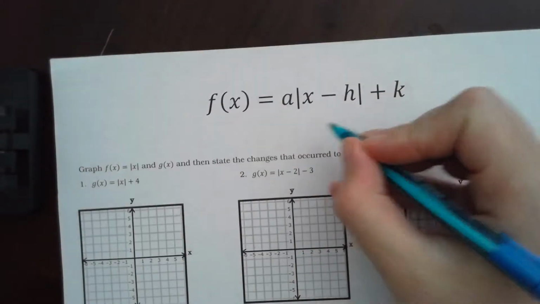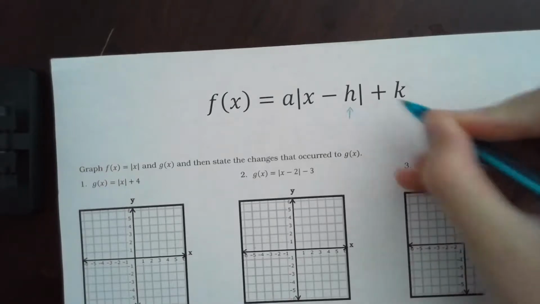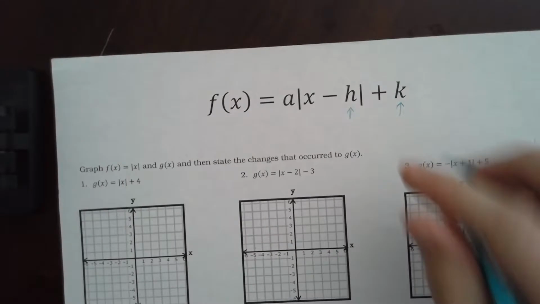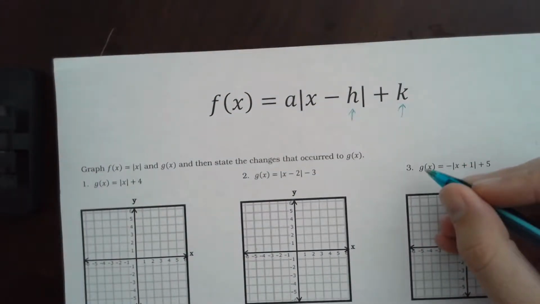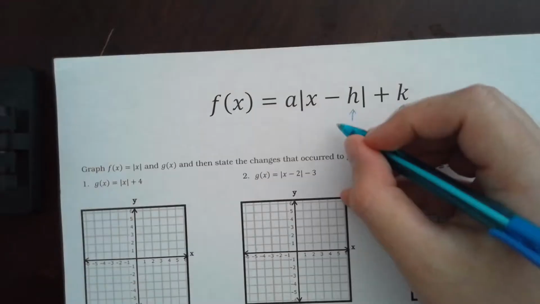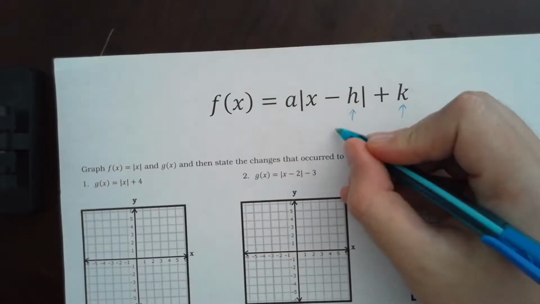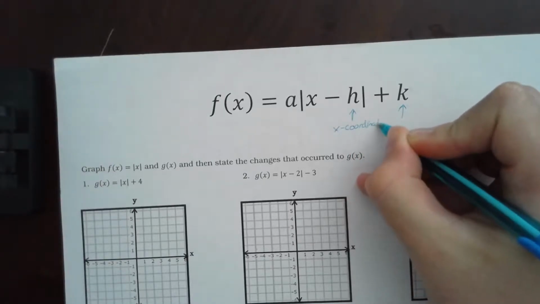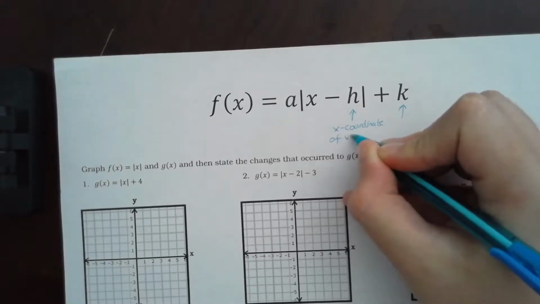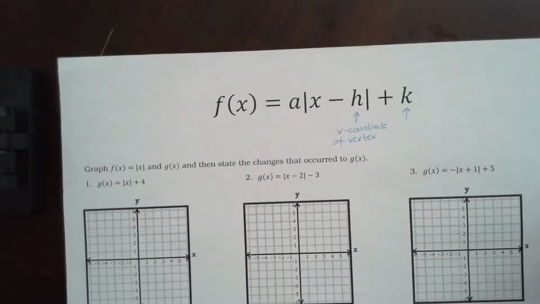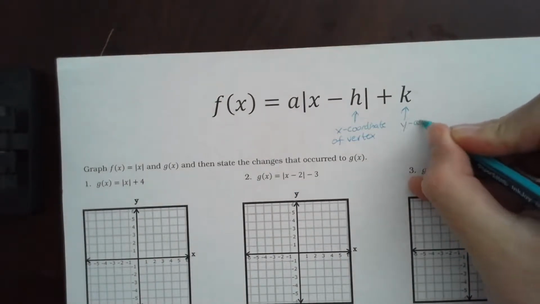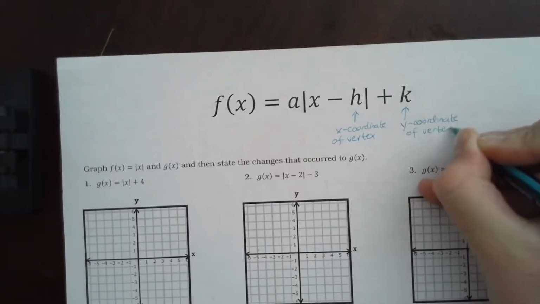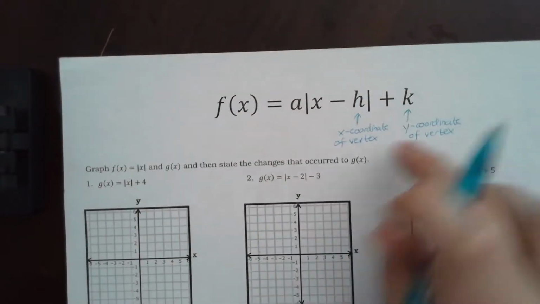Okay? So from that we can tell that this h and this k are going to mean something involving our vertex. Initially our vertex is at 0, 0, but remember h moves left and right. So if h is pushing us left and right, that's going to give us our x coordinate of vertex. And then k is going to give us our y coordinate of vertex. Okay, x and y, that's going to help us out.